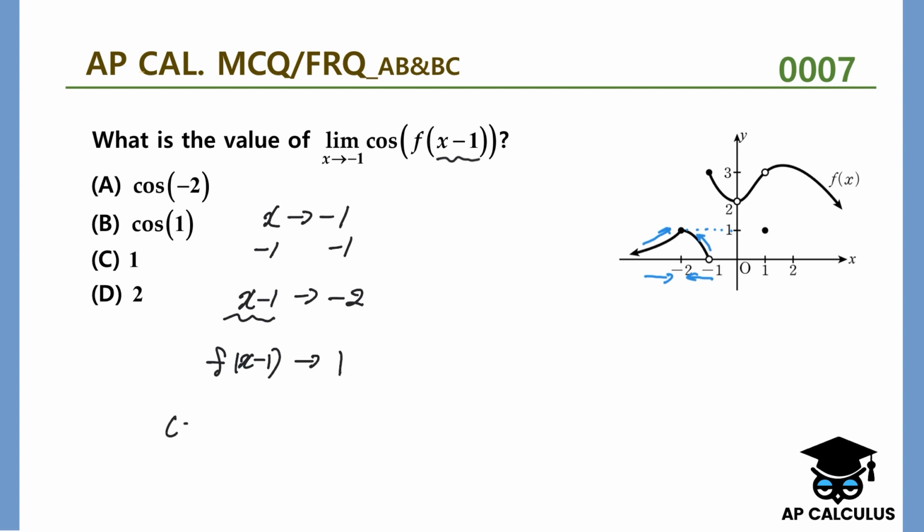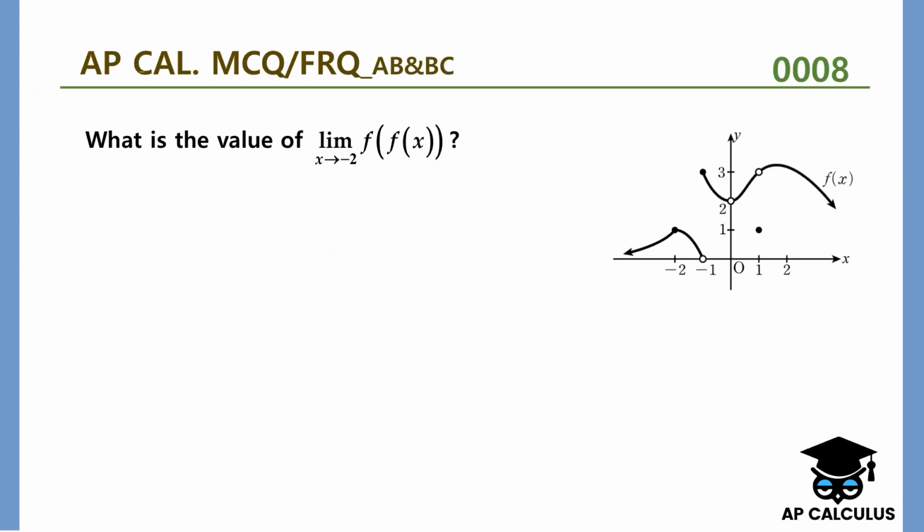Then what about cosine of f of x minus 1? What does this value approach? This one approaches 1, right? So this is just cosine 1. All right? So the answer has to be B.